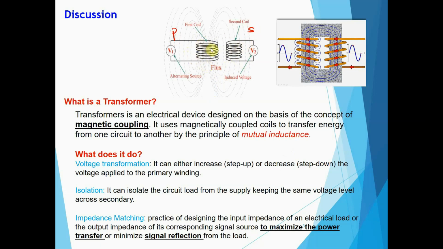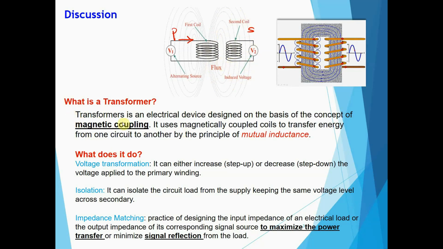Whenever a current is passing through a coil of winding, a magnetic flux is generated, right? And this magnetic flux, as you can see, extends up to the secondary winding. So that's why there is an induced voltage across the terminals of the secondary winding. But there is no direct electrical connection between the two windings. So this is how the transformer works.